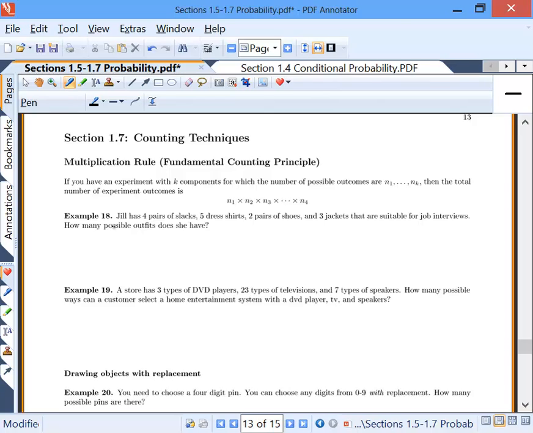Okay, a lot. You could do the tree diagram and put out all the possibilities, or what can we do with these numbers? Just multiply them. So 4 times 5 times 2 times 3 gives me 120 possible outfits that she can wear to her job interview. So that is the list of every possible scenario.